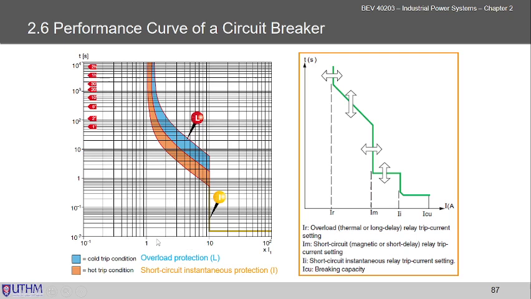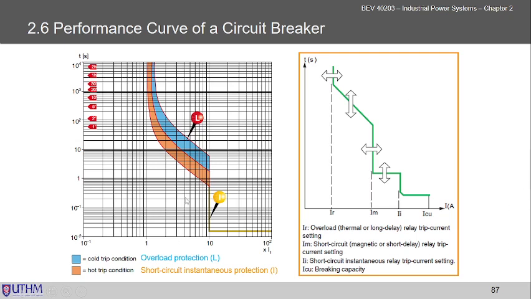For example, say our short circuit current is 5 times: 1, 2, 3, 4, 5. So our short circuit current is 5 times the nominal, and then we analyze. During the hot trip condition, the tripping time will be around here, about 1 point something seconds. If our fault current goes further up to 10 times the nominal current, of course the tripping time is much lesser, about here: 0.1, 0.2, 0.3, 0.4, about 0.5 seconds, and we will trip.